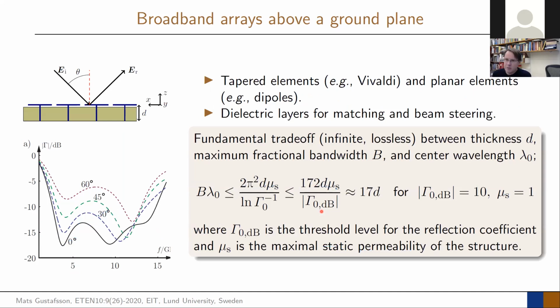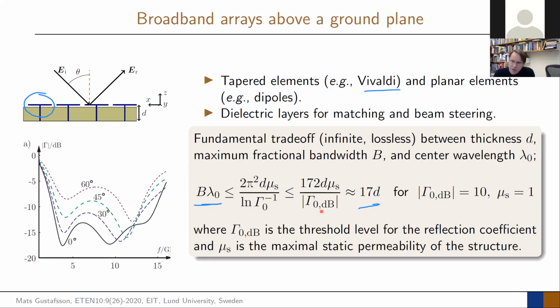And one case we can see with this, there are many versions. The previous picture was called Vivaldi elements. You can do other ones. You can have some dipole type elements. You can have some structures here called mushroom elements and so on. And they can actually make these antennas very, very broadband. It can be shown in these cases that the total bandwidth in lambda, so the fractional bandwidth B times the center wavelength, is approximately limited by 17 times the thickness. And you can get very close to this with real designs of these.